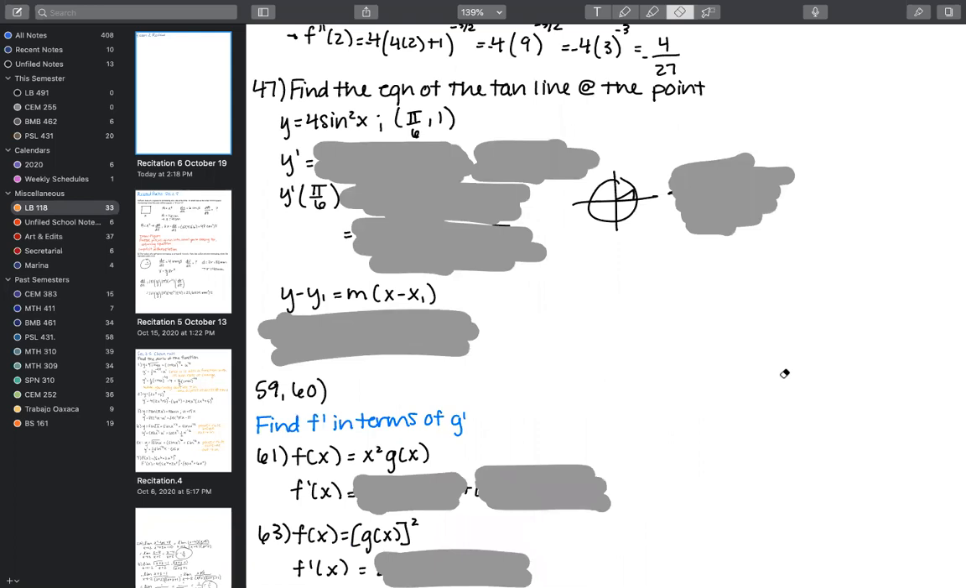Alrighty, number 47, find the equation of the tangent line at the point pi over 6, 1 for the equation y equals 4 sine squared x. So this is a tangent line problem. Obviously it says it in the question, but off the bat, like many of the other problems that we do in this class, you know what the steps are going to be because they're pretty much formulaic.